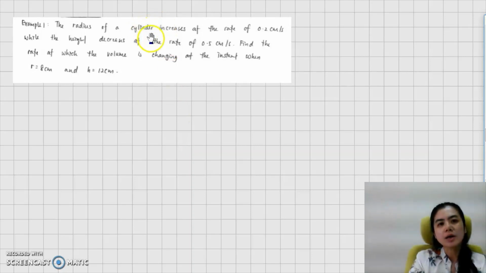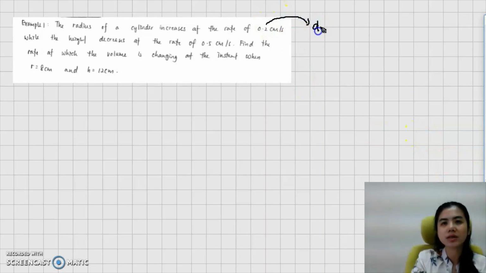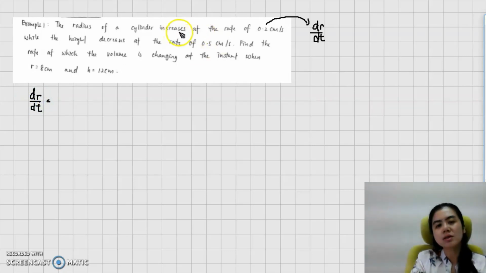Okay, so in this question, they are talking about you have a cylinder. The radius of the cylinder increases at the rate of 0.2. It's talking about the radius, okay? So it means that this refers to dr/dt. The r stands for the radius. So you have your first information, that is dr/dt. When we say increases, that means it's in the positive value. So we have positive 0.2 centimeter per second.